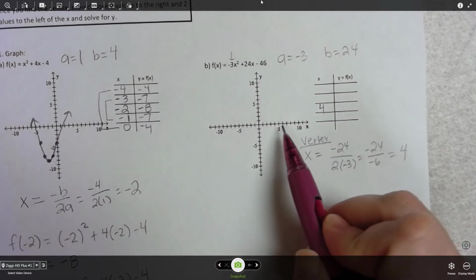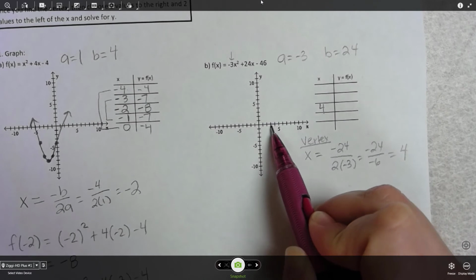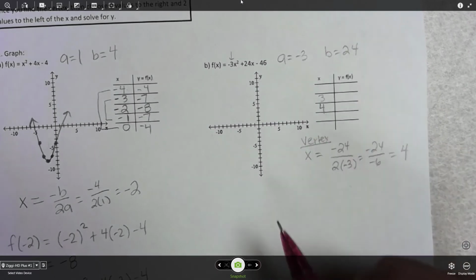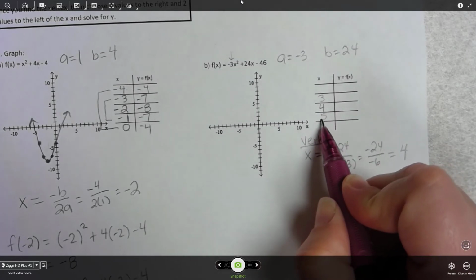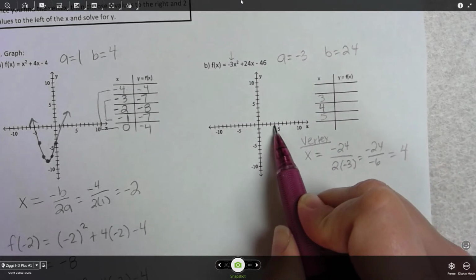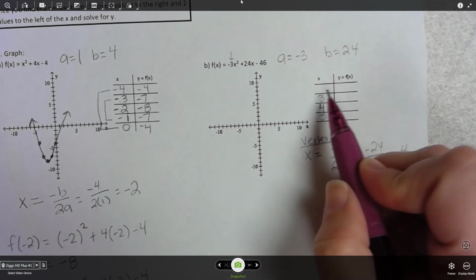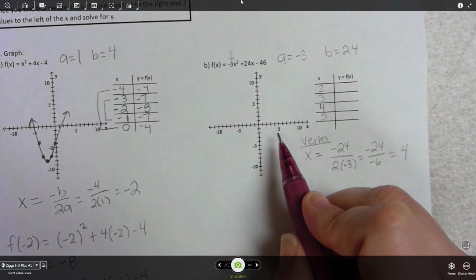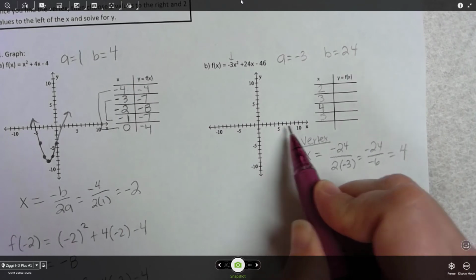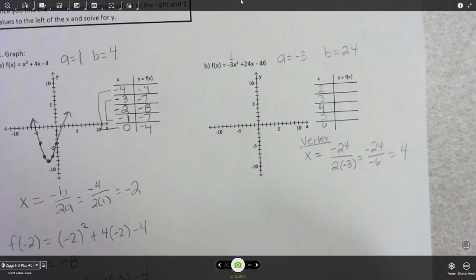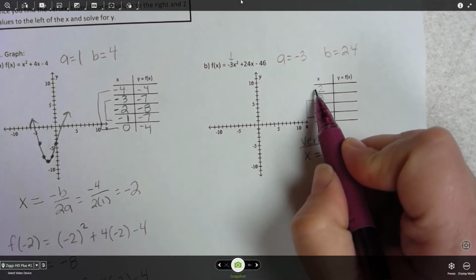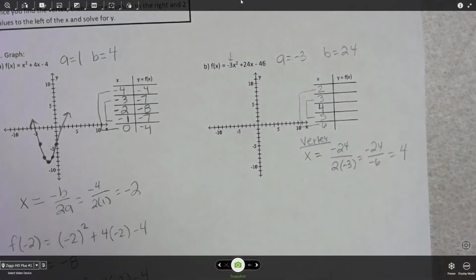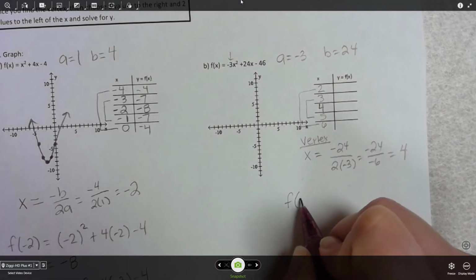Alright, so if we're at 4 and I go 1 to the left, that'll put me at 3. And if I'm at 4 and I go 1 to the right, that'll put me at 5. If I'm at 4 and I go 2 to the left, that'll put me at 2. And if I'm at 4 and I go 2 to the right, that'll put me at 6. Then 3 and 5 should have the same y, and 2 and 6 should have the same y. So I only need to plug in one of each pair. So the first thing I'm going to find is f of 4.